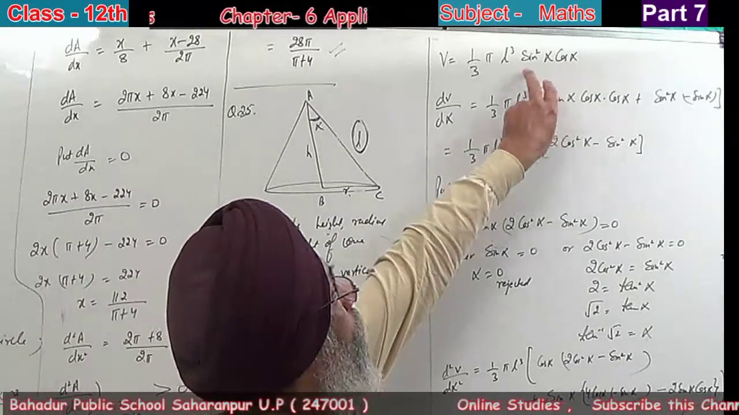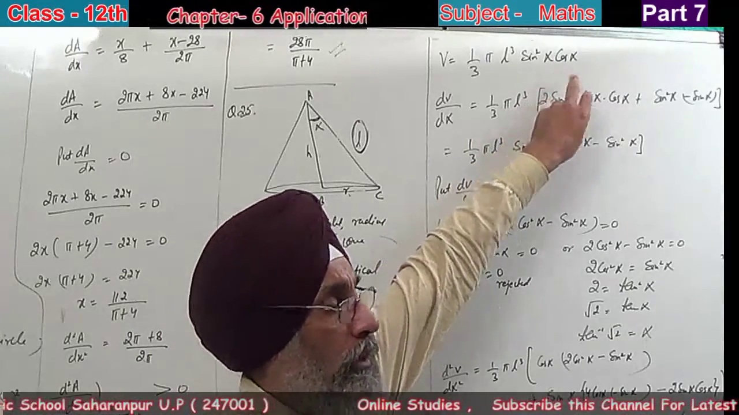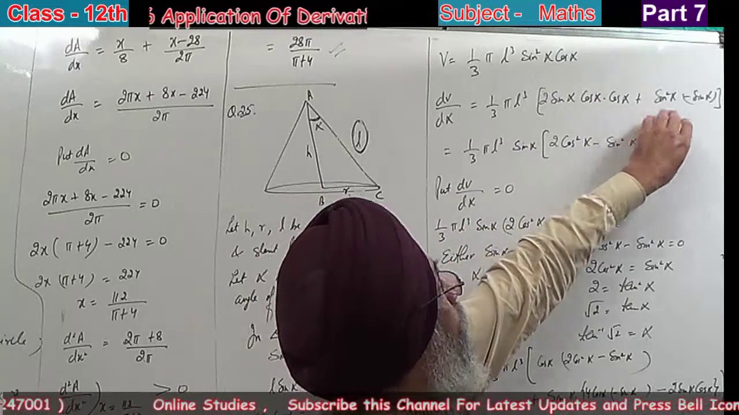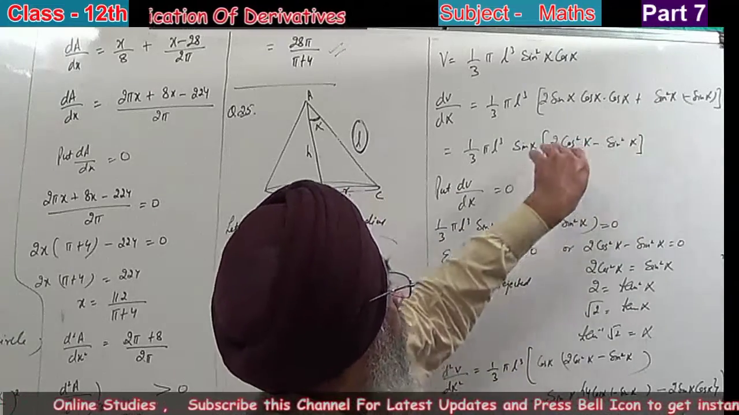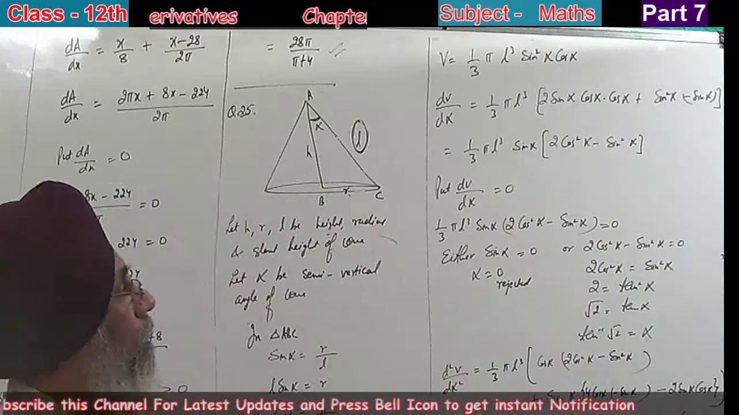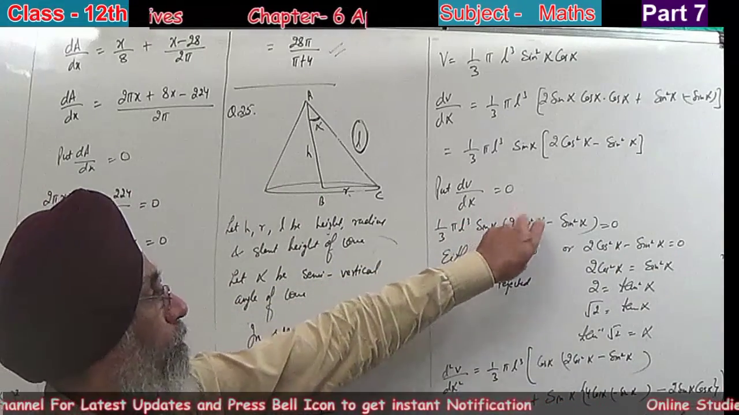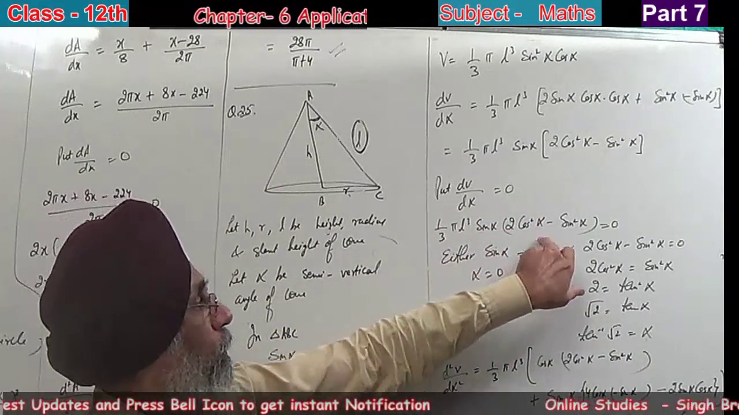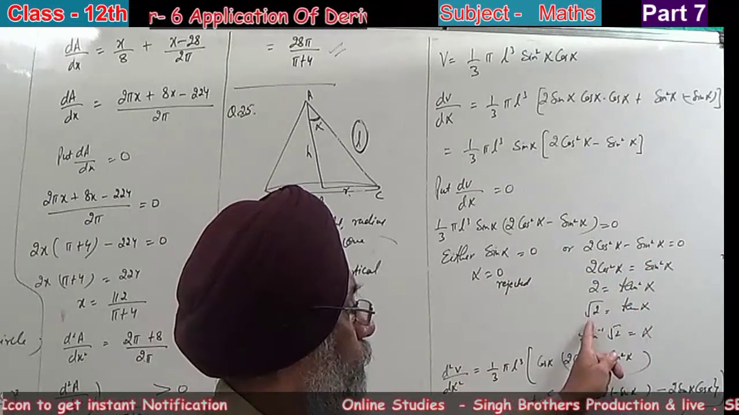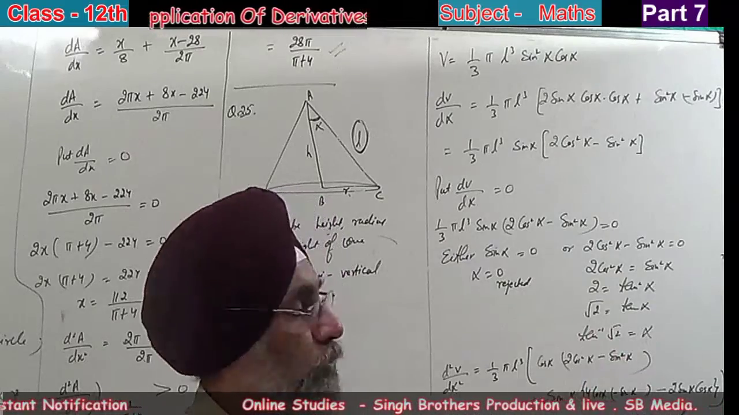It becomes sin square alpha cos alpha. Applying the product rule here, it becomes 2 sin alpha into cos alpha plus sin square alpha into minus sin alpha. Taking sin alpha common, 2 cos square alpha minus sin square alpha. Now putting dV over d alpha equal to 0, sin alpha is not 0, so 2 cos square alpha minus sin square alpha is 0. So tan alpha is root 2. Alpha is tan inverse root 2.